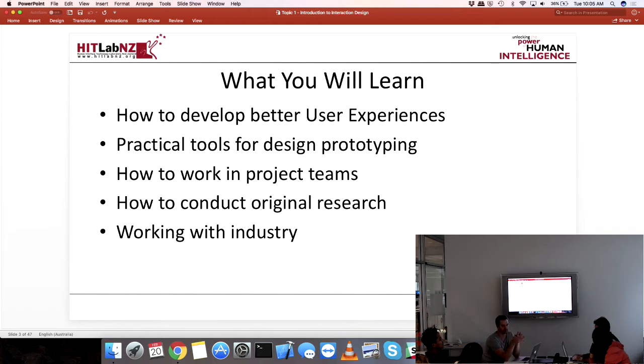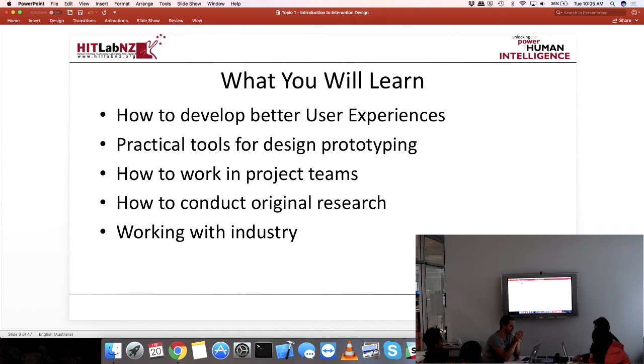Leaning to more high fidelity, so how do we write software prototypes, how do we build electronics, how do we fabricate stuff. How to work with project teams. Hopefully you have all worked in groups before, but if not, you're in for a treat. How to conduct original research, which comes more into the thesis component of it, as part of your thesis, you will be conducting some original research.